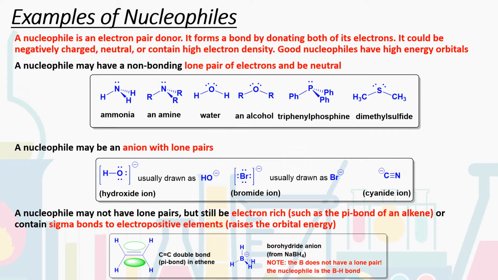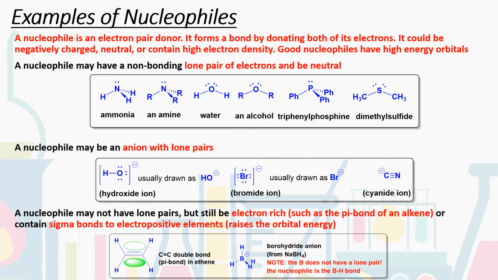Another example is if we have sigma bonds to electropositive elements, so single bonds to electropositive elements. The reason this makes it a nucleophile is that it raises the orbital energy. Go back to the very start of this slide, I said that good nucleophiles have high energy orbitals. An example you've probably seen is the borohydride anion, from sodium borohydride, the reducing agent used to reduce aldehydes and ketones down to alcohols. But what you might not have realised is that it's actually acting as a nucleophile.